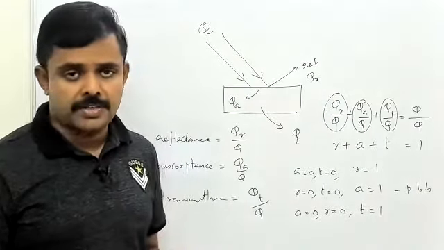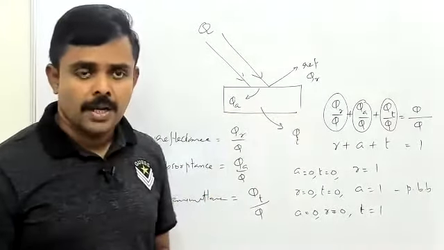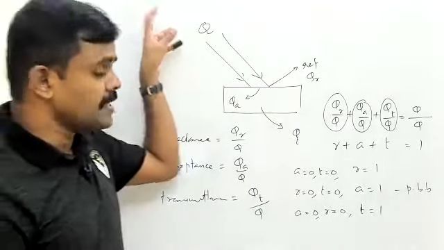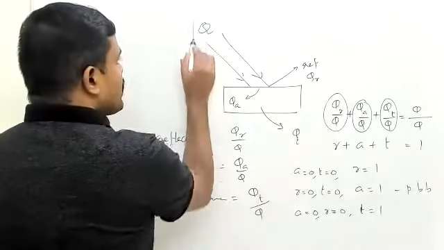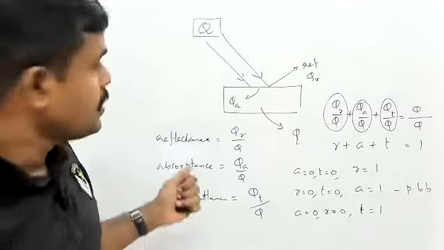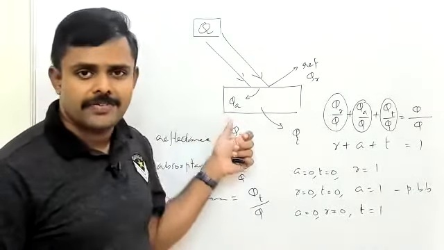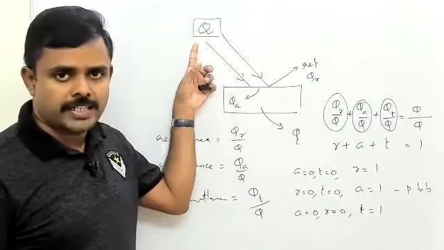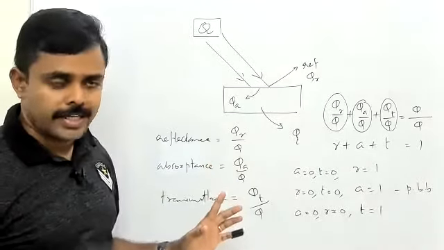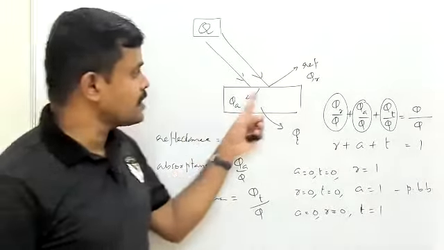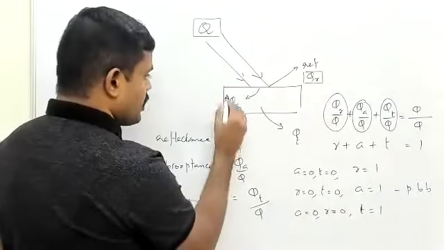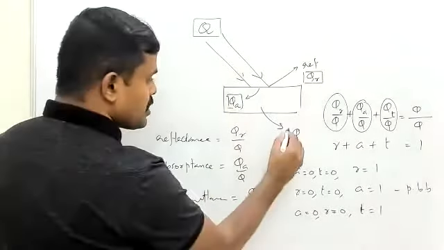We have a surface here. This is a body or a surface on which radiations are falling. These are thermal radiations. We have a surface on which Q amount of radiation is falling. The total amount of radiation falling is Q, a part of which is reflected. That is QR, the reflected component. The absorbed component is QA, and the transmitted component is QT.